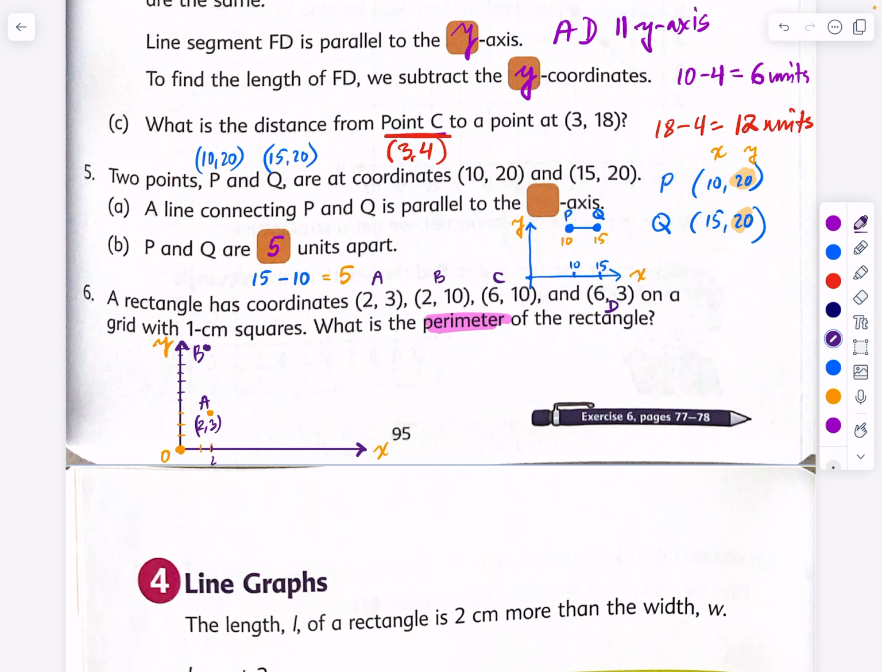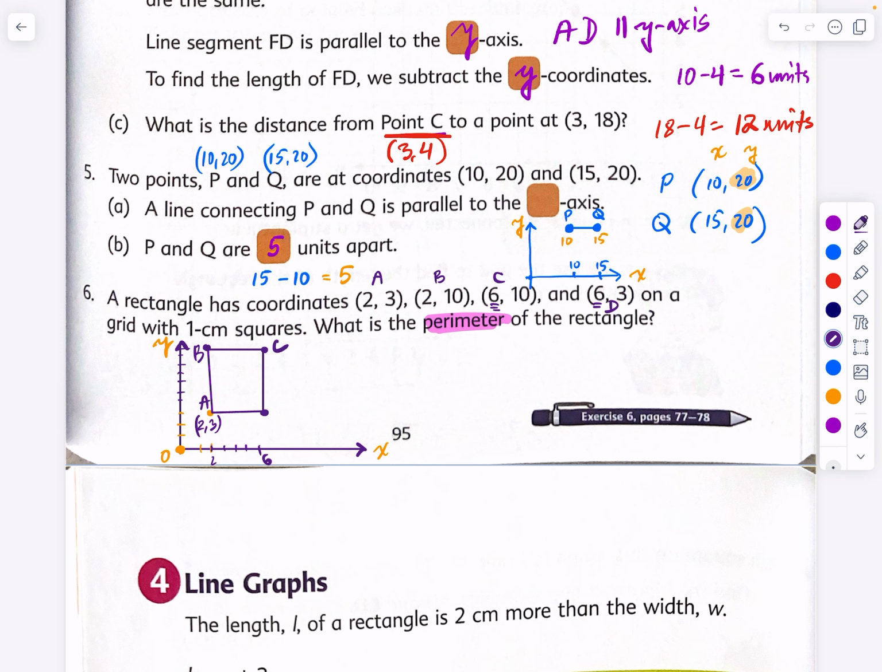And now for point C, we go not 2, but we go 6 to the right. 1, 2, 3, 4, 5, 6. This is 6. And we go up 10. Yes, this is point C. And for point D, we go 6 to the right, but only 3 up. My friends, 1 side, 2 side, 3 side, 4 side. We have ourselves a rectangle.